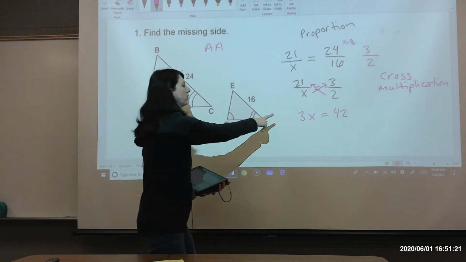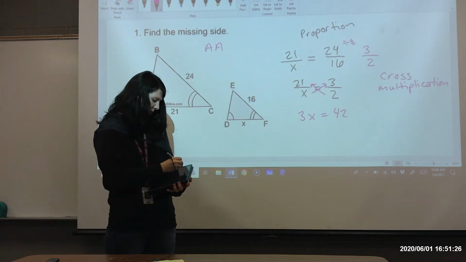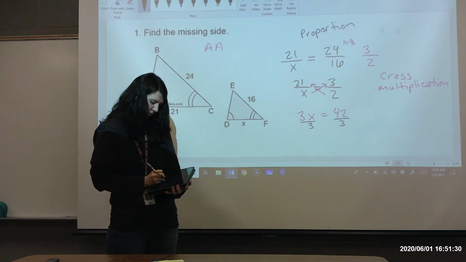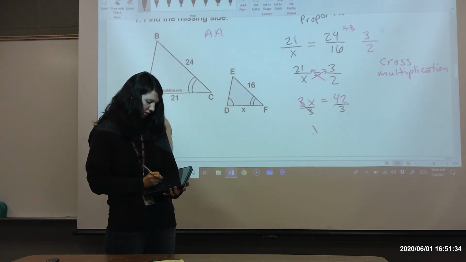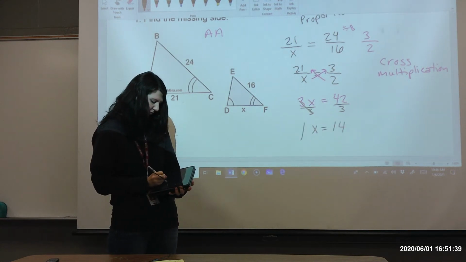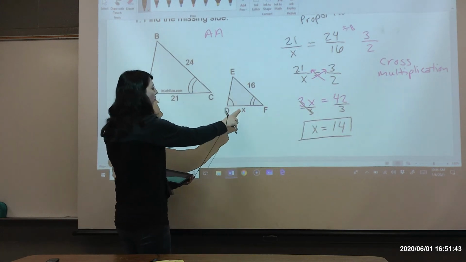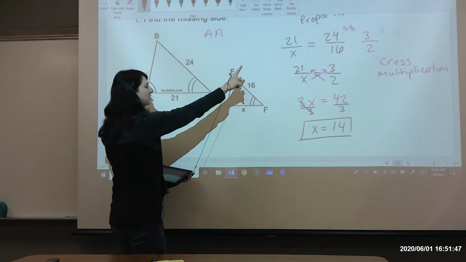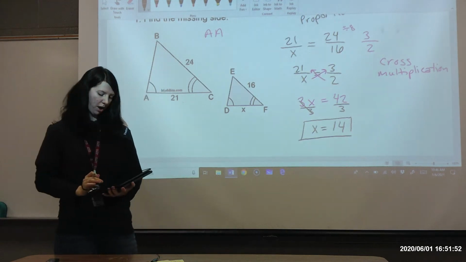And then we just have a 1-step equation to solve. I just need to solve for x, so I divide by 3 on both sides. You can use a calculator here if you need to. x is equal to 14. If you weren't sure, you could always plug it back in and check yourself. Is 21 over 14 the same as 24 over 16? 24 over 16 simplifies to 3 over 2, and 21 over 14 simplifies to 3 over 2. So we are done.